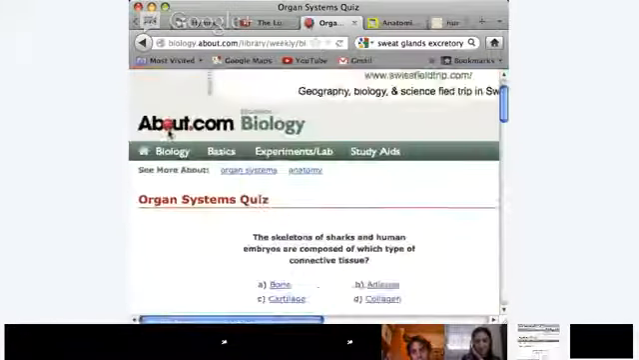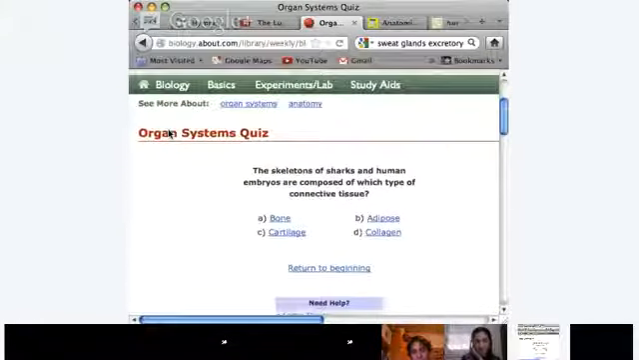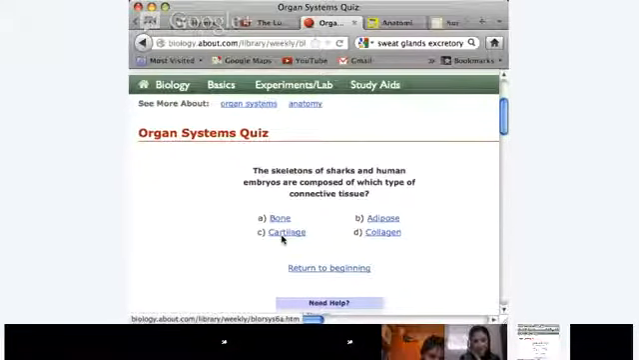Next question. The skeletons of sharks and human embryos are composed of which type of connective tissue? Cartilage. Yes. Connective tissue is collagen. All right, we have lots of different guesses here. Collagen, of course. So the answer is actually cartilage. The skeletons of sharks and human embryos are composed of cartilage.